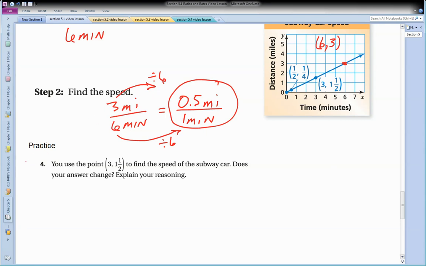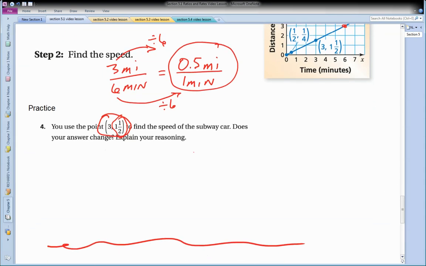So let's look at number 4 here. It says use the point 3, 1 1/2 to find the speed of the subway car. So remember, distance is the second value. So that's our distance. That's the y value. So we want to set up our rate, and it looks like this: 1.5 miles in 3 minutes. All right. And what could we do?